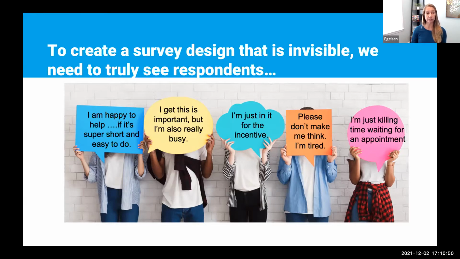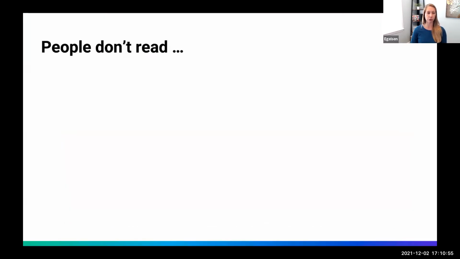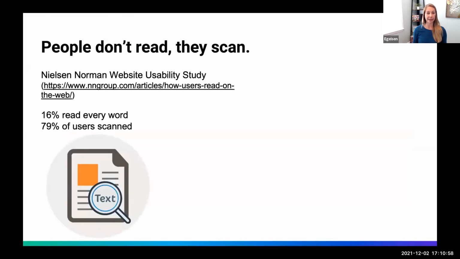I think one of the most important things to know when designing a survey is that people don't read. They scan. I know I don't read, I scan. If you think about emails that you've gotten, most of the time you're probably not reading all of them. You're scanning through them, because you're busy, you've got lots of things to do. And it's the same when people are responding to surveys. There was a website usability study done by the Nielsen Norman Group, and they found that 79% of users scanned web pages and only 16% read every word.